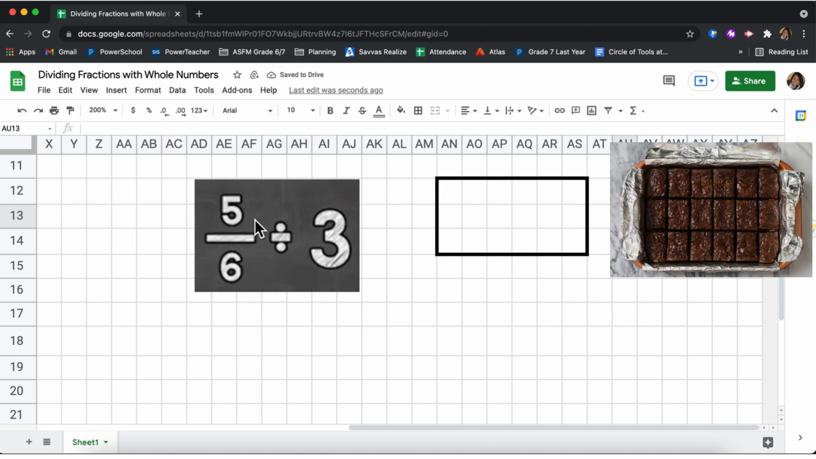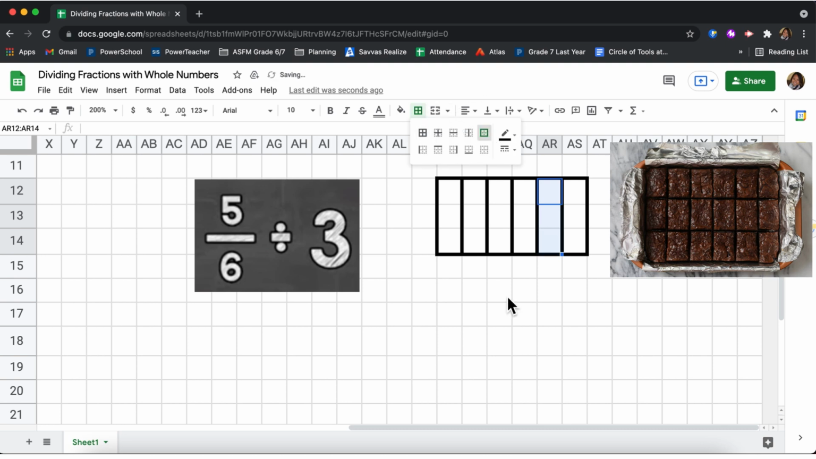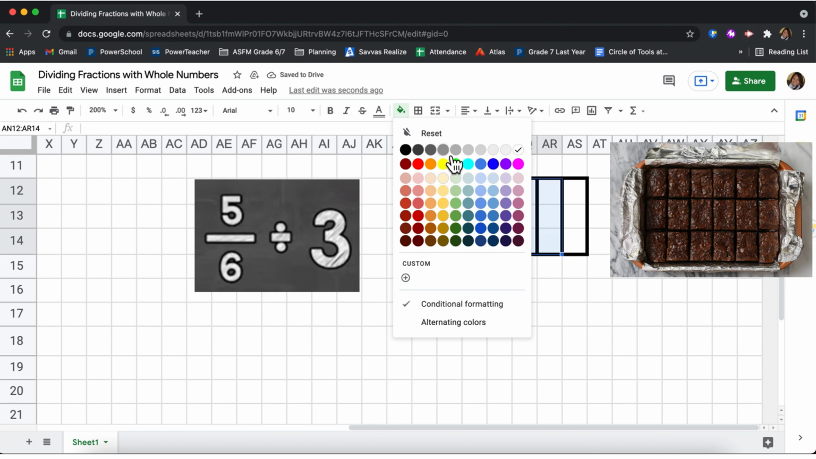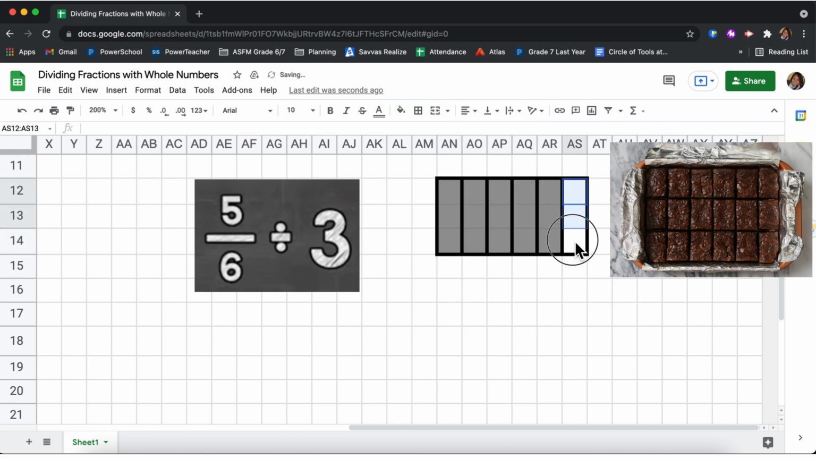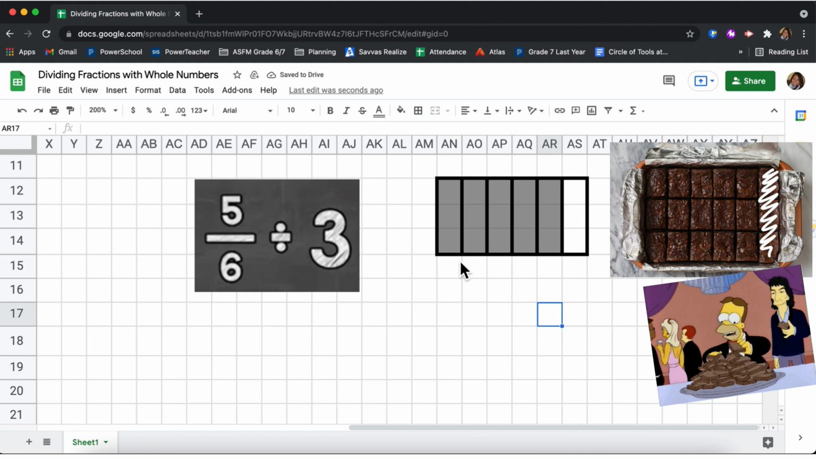Now, I have 5/6 left of my brownies, so I'm going to break this up into 6. There's 1 and 2 and 3 and 4, and I have 5. So let's just color this part here gray of the brownies that I have left. This white part has already been eaten, and these are the brownies that I have left.